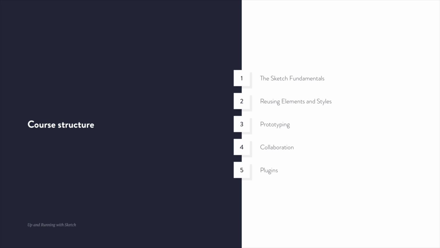Now, Sketch has some great prototyping features, and we'll cover those in chapter 3. In chapter 4, we'll talk about how you can collaborate with other people using features like Sketch Cloud, Sketch for Teams, and we'll also learn about the exporting capabilities in Sketch. Finally, in the last chapter, we'll cover the plugin system for Sketch. All right, we have a lot to cover, so let's begin with the basics.